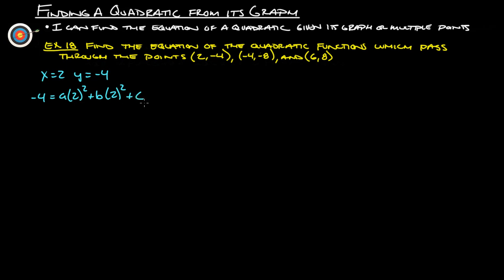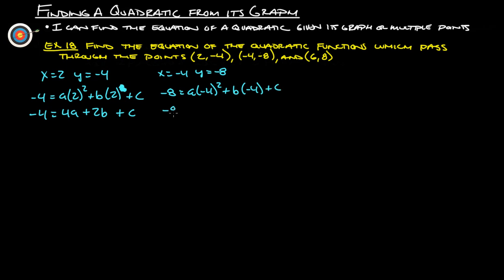So look, we've got a, b, and c are all of our variables here. So really this simplifies to negative 4 equals 2 squared is 4. So that's 4a plus, that's not squared, that's just plain old 2, plus 2b plus c. Okay, so there's one equation. And this one here, when x equals negative 4, y equals negative 8. So we get negative 8 equals a times negative 4 squared plus b times negative 4 plus c.